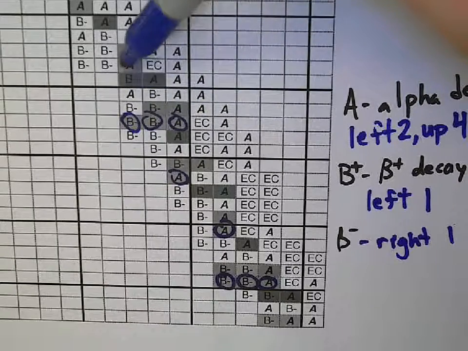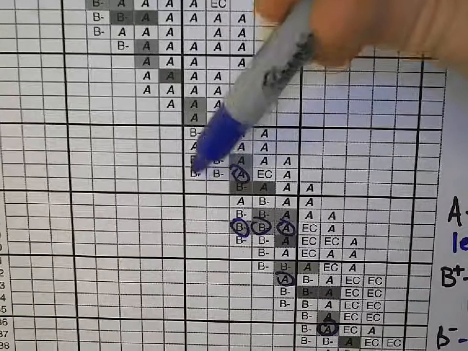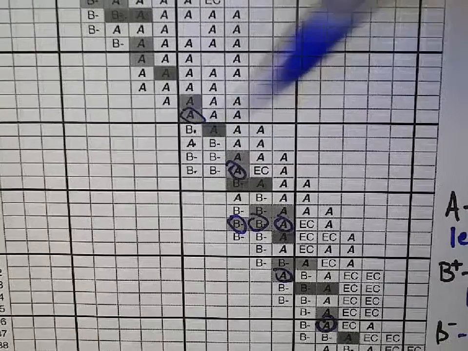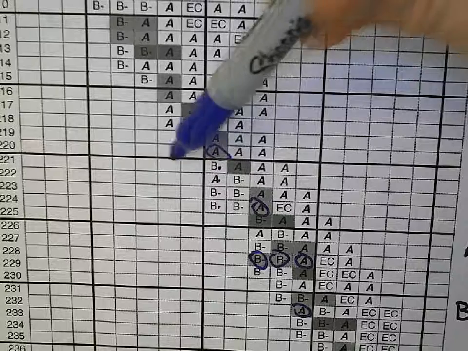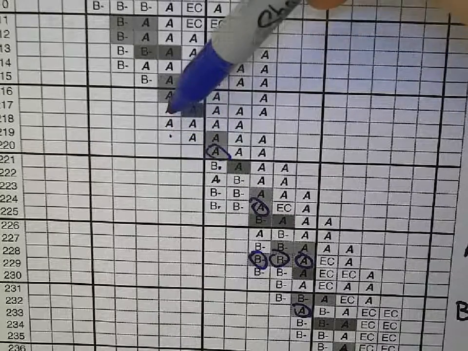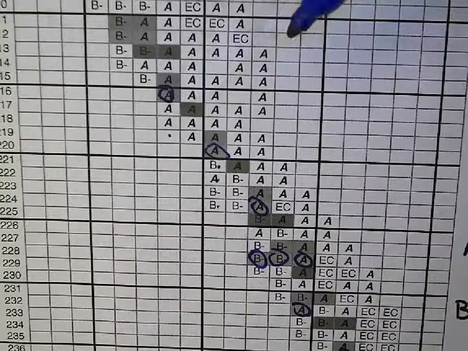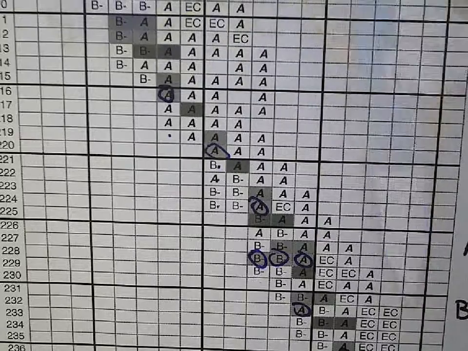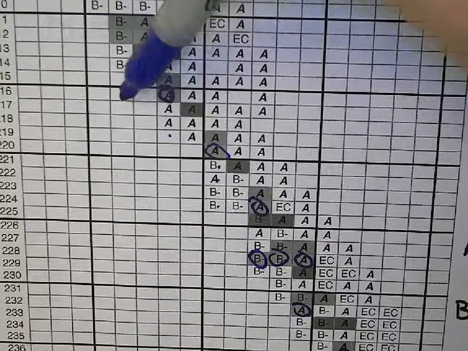And we keep following this process for a really long time. Left 2, up 4. Have alpha decay there again. Same thing yet again. Left 2, up 4. Now where does this end? Well, let's keep decaying from uranium 240 that we originally had. Left 2, up 4, 1, 2, 3, 4.